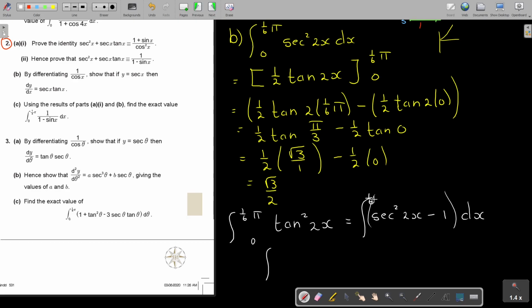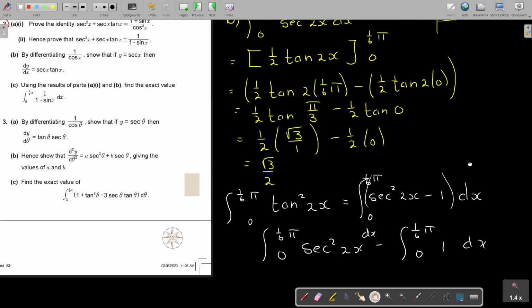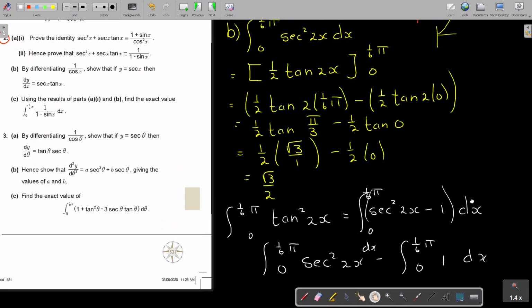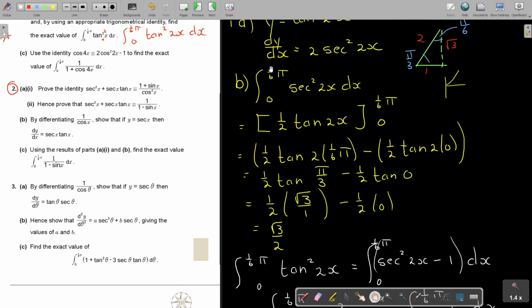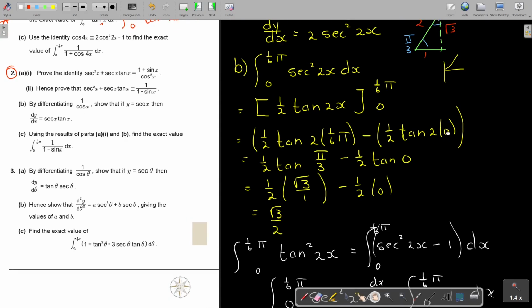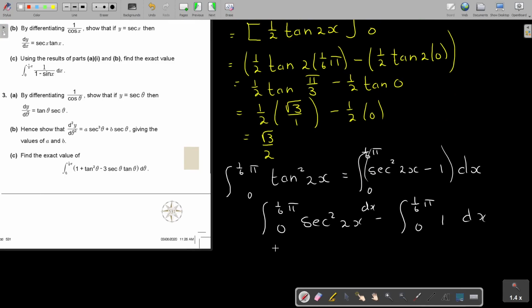So it's the integral from 0 to 1 over 6 pi. Remember addition, I can do that: minus the integral from 0 to 1 over 6 pi of the 1. Are you with me? And this is also dx. So I already have sec squared 2x. Did you see there? The integral of sec squared 2x over those boundaries is square root 3 over 2. Okay, so that was square root 3 over 2.